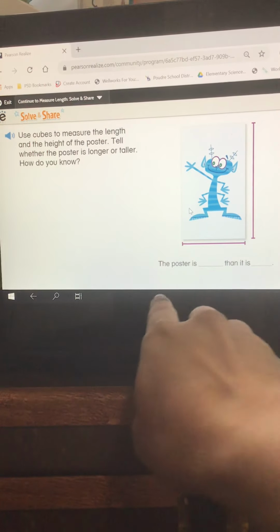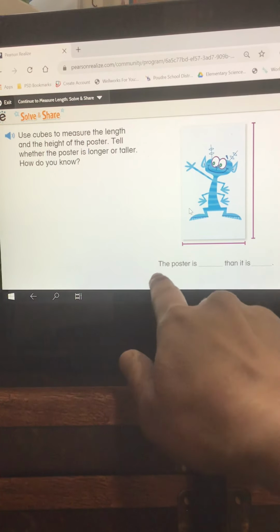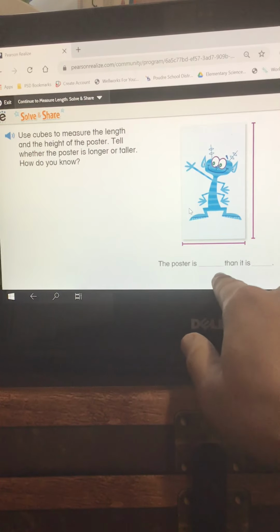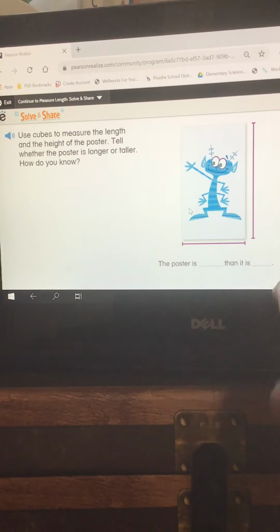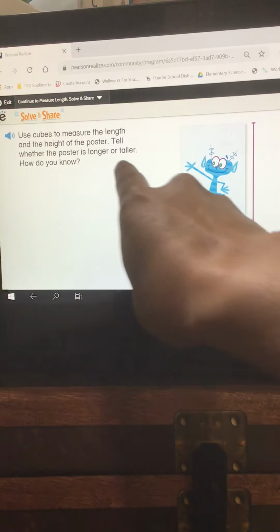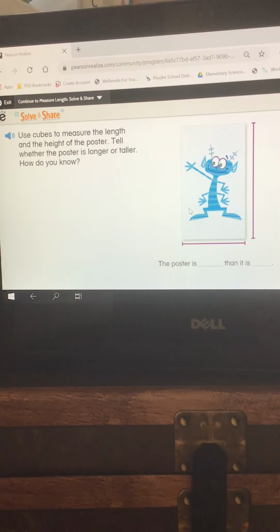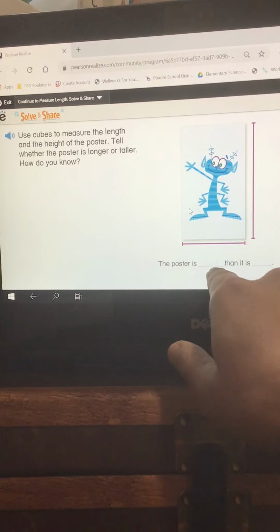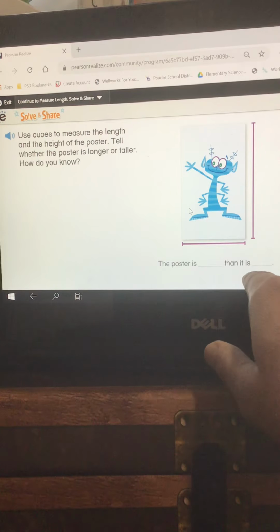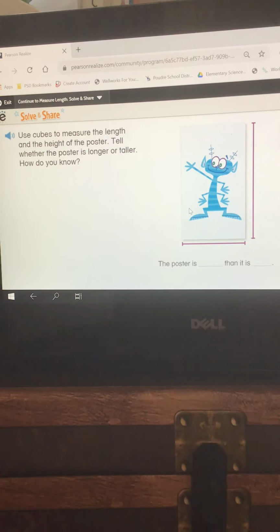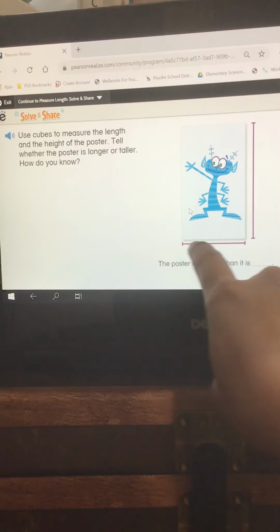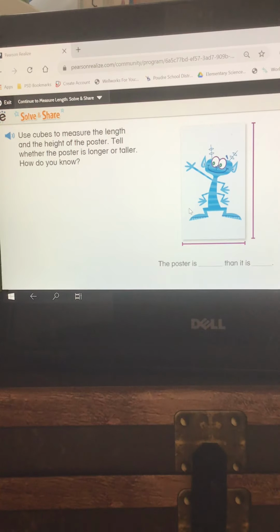So if we answer the sentence on the bottom, the poster is blank, then it is blank. We are going to use the word longer or taller. The poster is taller than it is longer. So it is taller going up and down than it is going side to side. All right, guys. Now we are going to go to our visual learning.